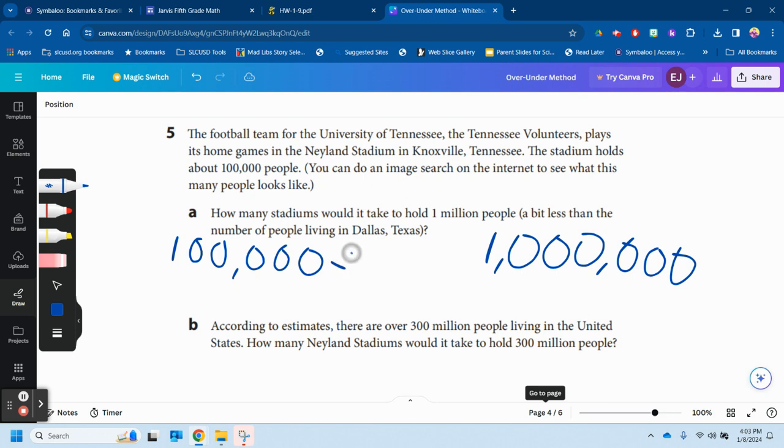So I need to multiply this by something. This has 5 zeros. How do I get 6? What power of 10 would I multiply this by to get from 100,000 to 1,000,000? How many more zeros do I need? From 5 to 6, you guessed it, one more. So 100,000 times 10 is equal to 1,000,000. So I would need 10 stadiums to hold that many people.